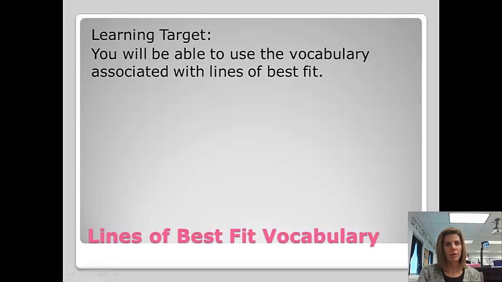Now that we know how to write equations of lines, what we're going to get into is looking at real-life data and seeing if we can come up with some lines of best fit. But before we do that, we do need to know certain vocabulary that has to go with it. So at the end of this lesson, you'll be able to use the vocabulary associated with lines of best fit.